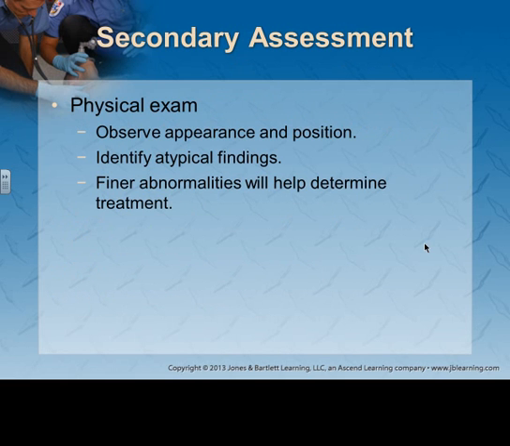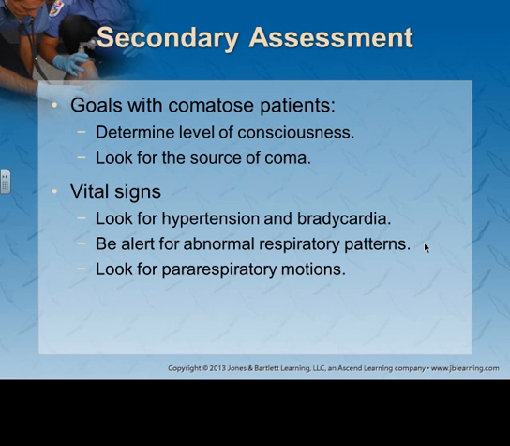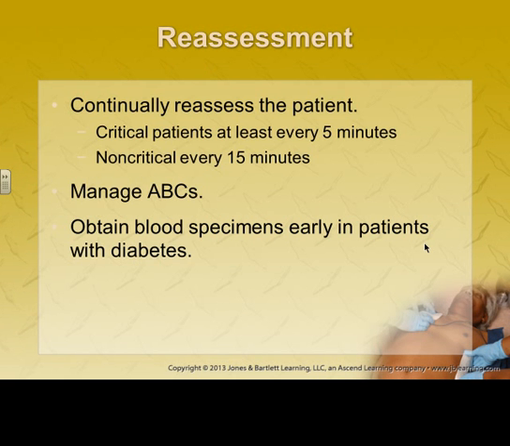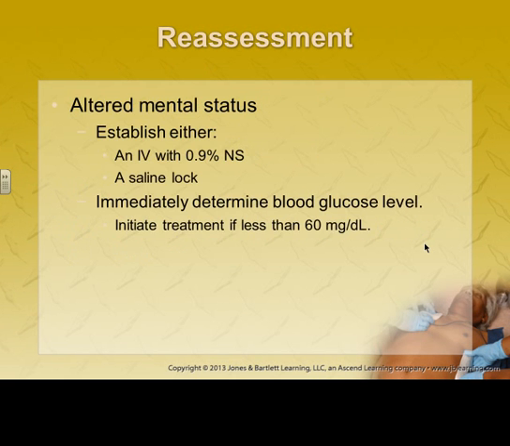There will be several atypical findings that may suggest a particular endocrine disorder. Definitely want to look at their appearance. Try to find the source of the coma. Diabetics can be easily reversed, right? And then we're also looking for hypertension or bradycardia. There's some of these that may mimic signs of shock. And then look and make sure they're breathing, of course. Reassess them, recheck their blood sugar, get them an IV, one way or another. Blood glucose levels, if it's less than 60, they'll need immediate treatment.